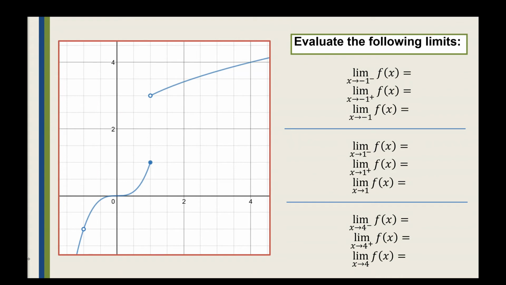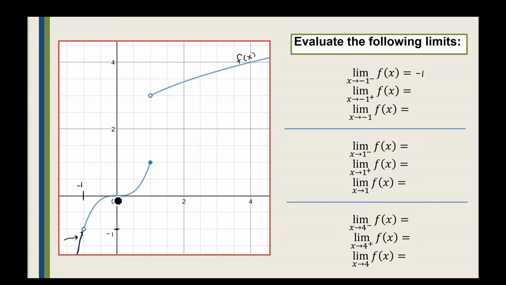So here's another example. We're given the graph of some function f of x, and we're asked to evaluate each of the following limits. So first we want the limit as x approaches -1 from the left of f of x. If you look at the graph, when x is getting really close to -1 from the left, your function is also getting very close to -1. So we would say the limit as x approaches -1 from the left is -1.